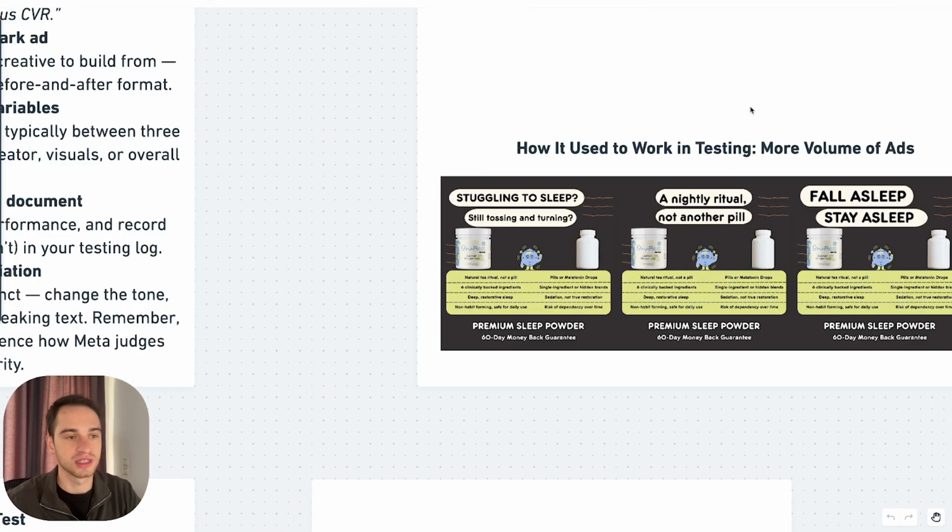What used to work in testing was more volume of ads. We would have an ad, for example, and then test different headlines. So maybe test a USP-led headline, or a social proof headline, or maybe a more formal headline. So it was pretty much the exact same creative with a different headline, and that actually worked. Meta could deliver the ad and would give it impressions, and it used to work well.